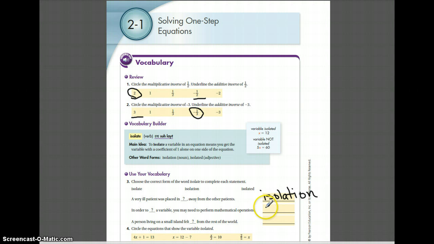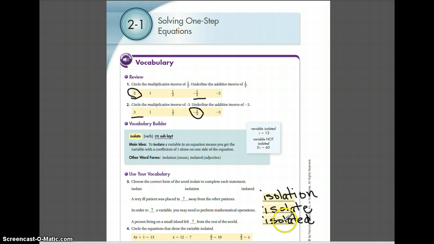In order to isolate a variable, you may need to perform mathematical operations. So we're going to get the variable by itself. A person living on a small island felt isolated from the rest of the world. He felt alone.